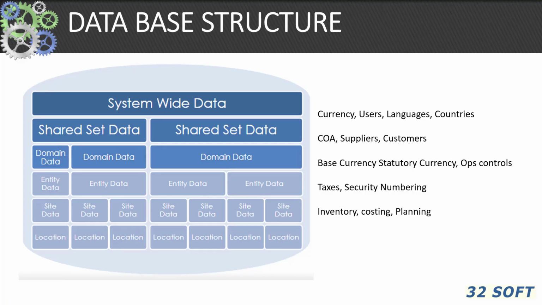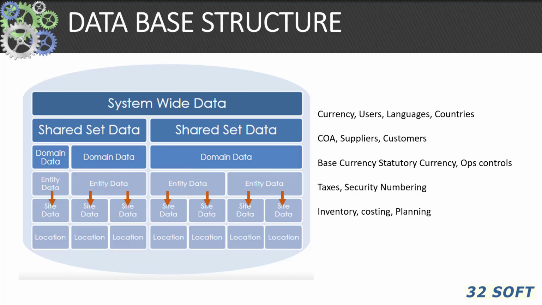Before we get into a discussion of the business relationship specifically, let's talk just a bit about the data structure organization in QAD. The QAD database structure starts off with the system-wide data such as currencies, users, languages, and country definitions. That drives down into the shared set data for chart of accounts, suppliers, customer information, etc. That drives down into domain data for base currency and statutory currency operational controls, which drives down into the entity data for taxes, security, numbering concerns, etc.